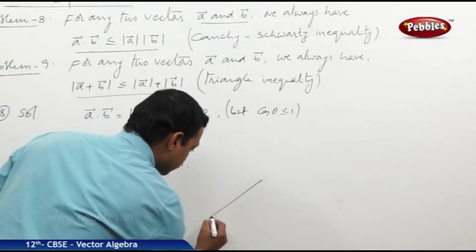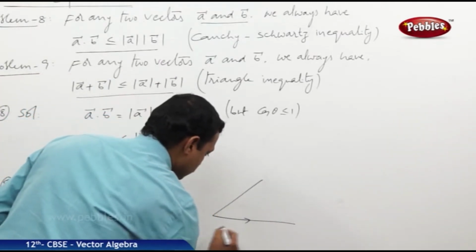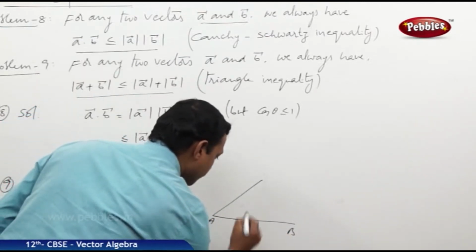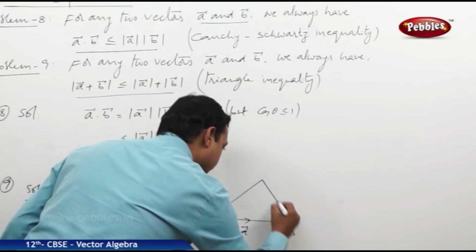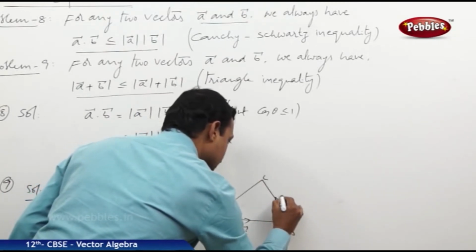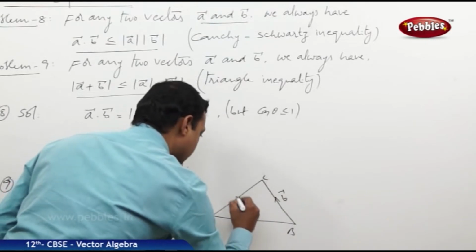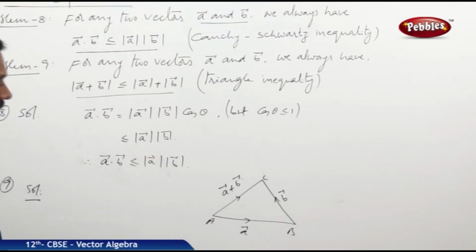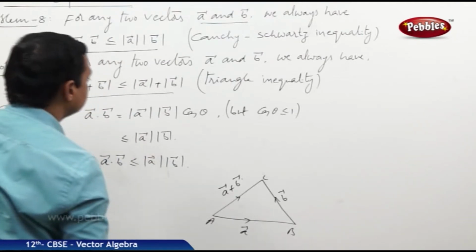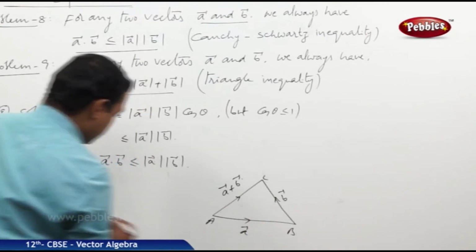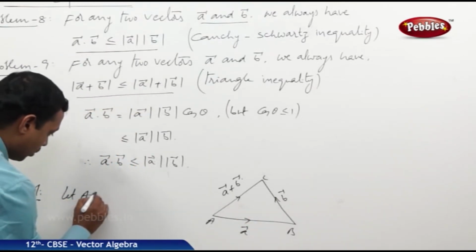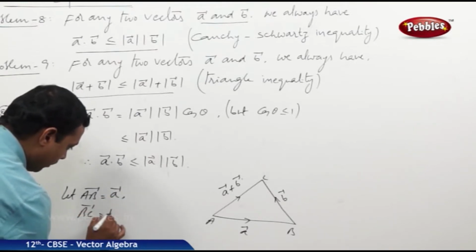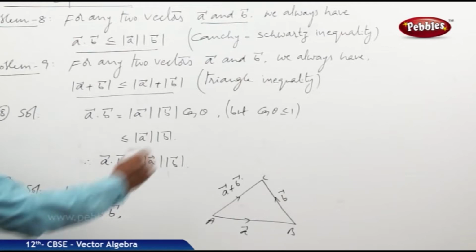Now, let us take two vectors. AB bar is A bar and BC bar is equal to B bar. Now, AC bar will be A bar plus B bar by the triangle law of addition. So, AB bar is equal to A bar and BC bar is equal to B bar. Then AC bar is equal to A plus B.